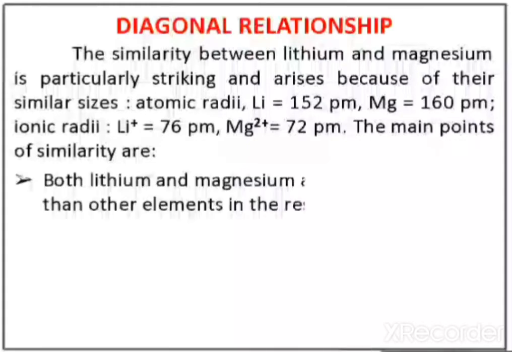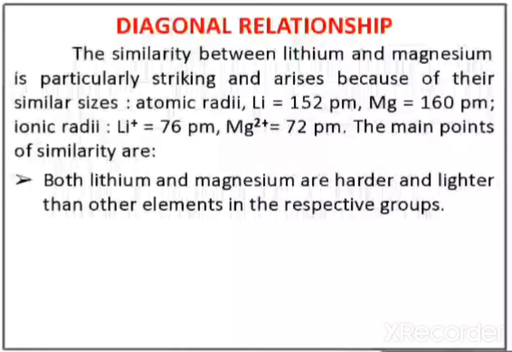Both lithium and magnesium are harder and lighter than other elements in their respective groups. लिथियम अपने ग्रुप में सबसे ज़्यादा हार्ड है, मैग्नीशियम अपने ग्रुप में सबसे ज़्यादा हार्ड है, और लिथियम और मैग्नीशियम की जो हार्डनेस है दोनों इक्वल है. जितना हार्ड लिथियम है उतना ही हार्ड मैग्नीशियम है. तो यहाँ से हम बता सकते हैं कि दोनों में हार्डनेस सेम है. इसका मतलब सिमिलरिटी हो गई.